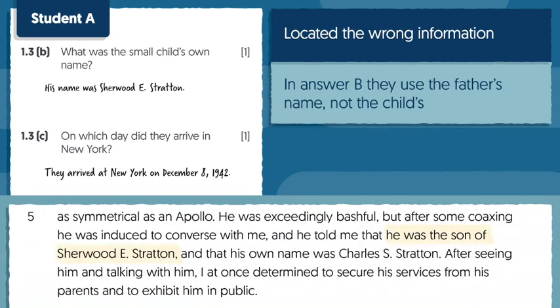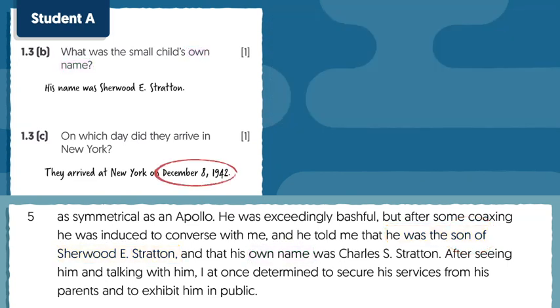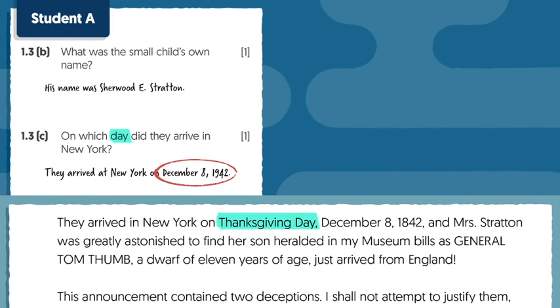The text says, he was the son of Sherwood E. Stratton. Notice the phrase, son of. They should have used the phrase, own name, which is in the question and in the text to help them retrieve the correct information. In answer C, they've not given the day as the question asks. Instead, they gave a date. They should have used the keyword day in the question to find the answer, Thanksgiving Day.